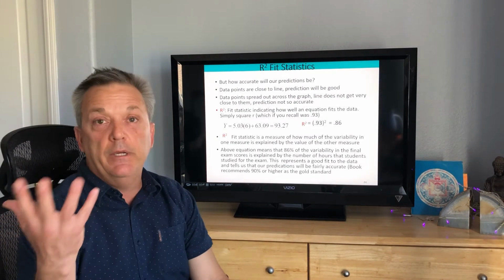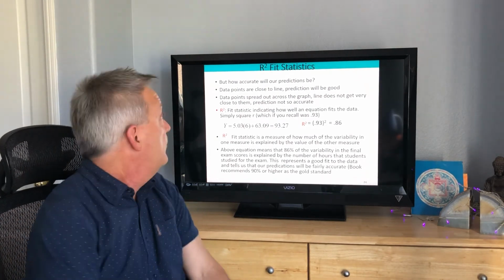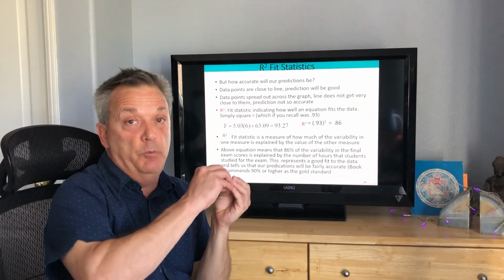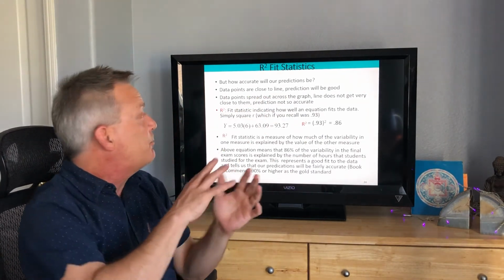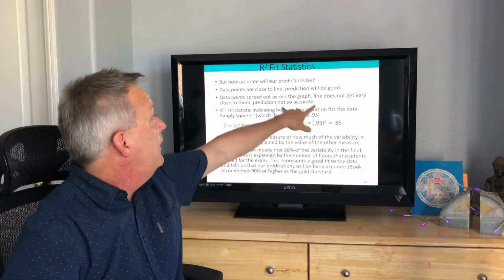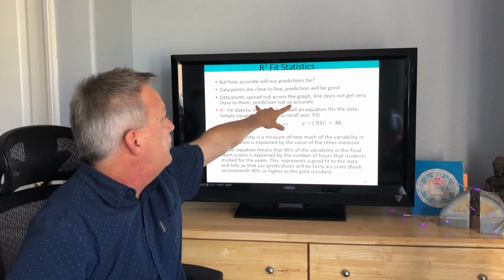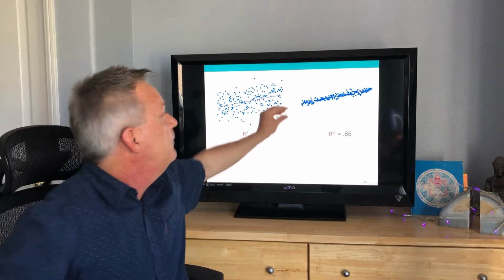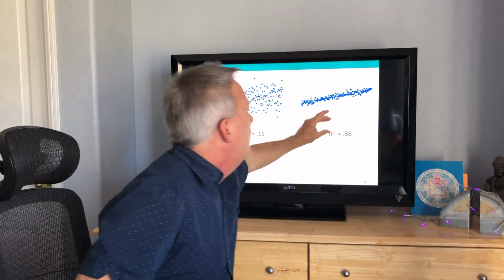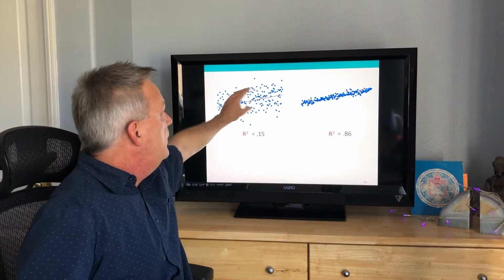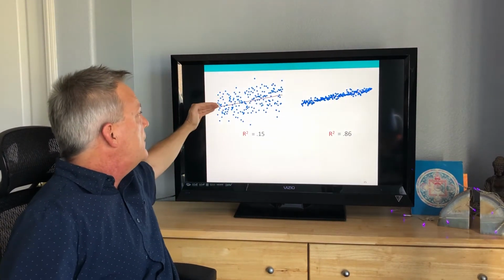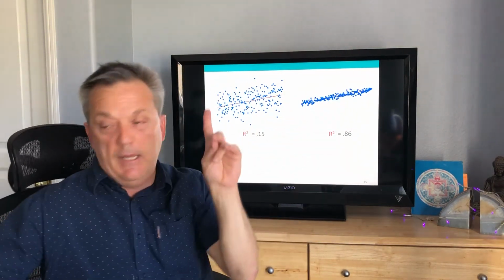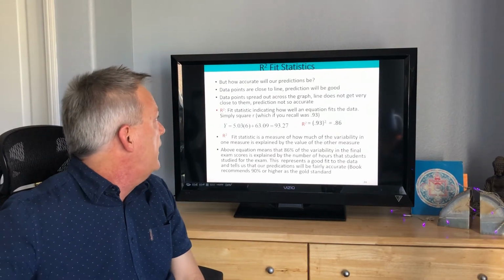But how accurate will your prediction be? If the data points are close to the line, the prediction will be good. If the data points are spread out across the graph and the line does not get very close to them, the prediction is not so accurate. I think in the next slide I have that right here, yeah. So as you can see here, for the fit statistic, if your data points are all over the place, it's not going to be that accurate. Data points close to the line, accurate. Your predictions are going to be accurate, okay?